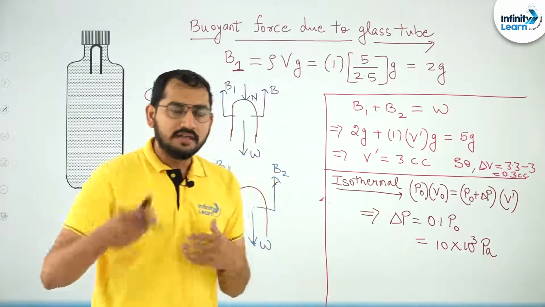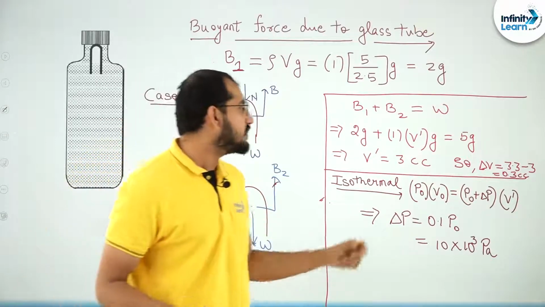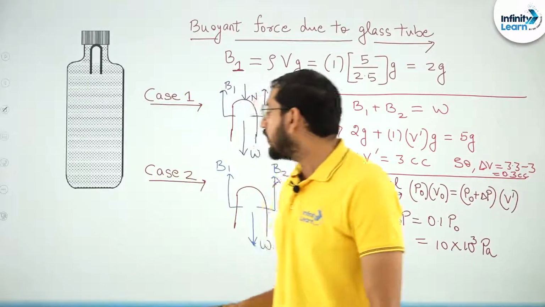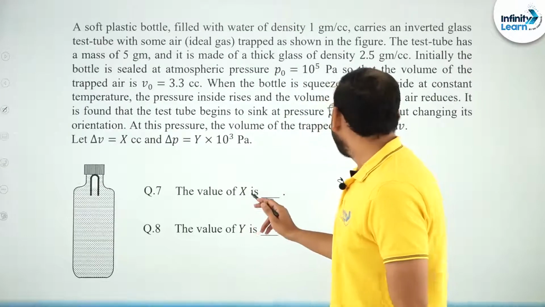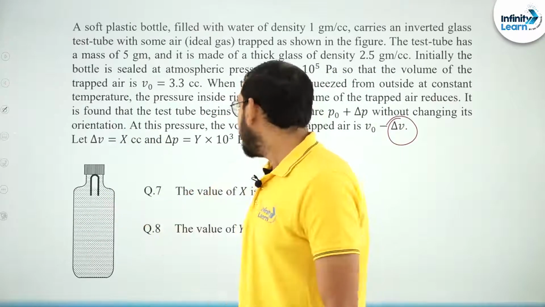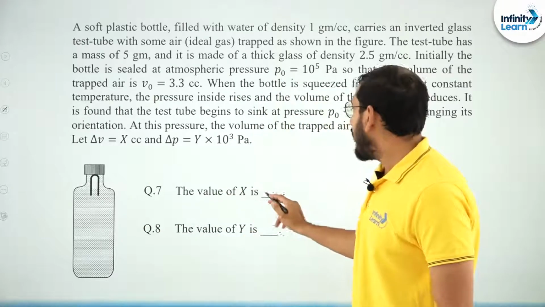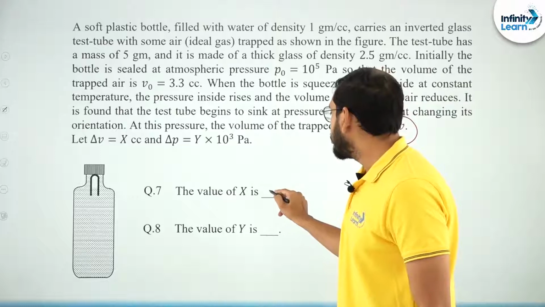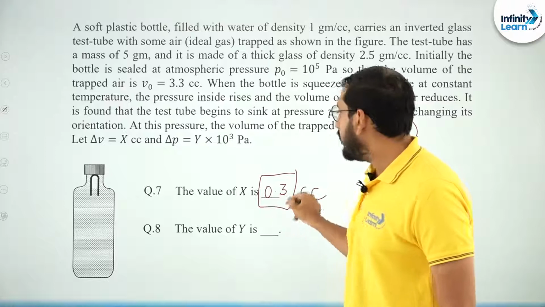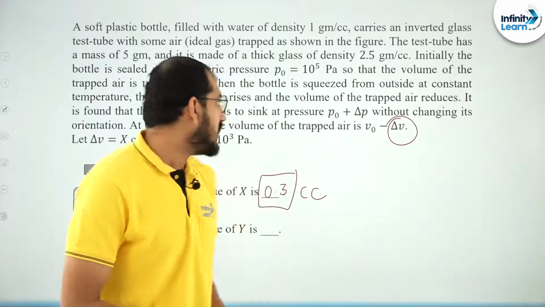Initially the volume of the trapped air was given as 3.3 cc, now it has become 3 cc. So there is a difference of 0.3 cc. The question is asking what is the difference in the volume generated in the trapped air. So that delta V I want to report as x into cc. The value of x we have calculated is 0.3, and the units are in cc. So 0.3 will be the answer for question number 7.